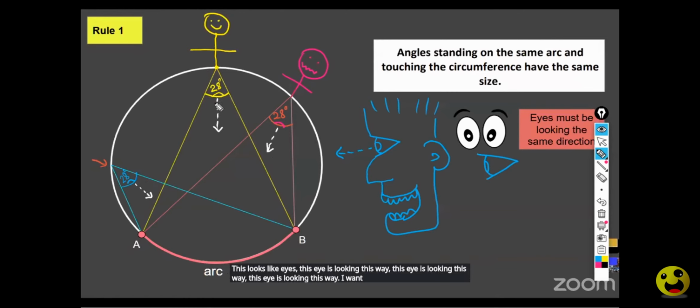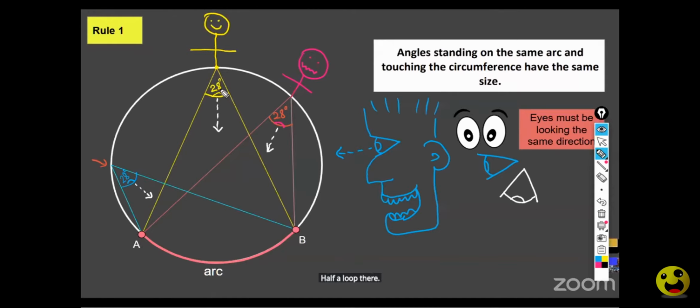I want you all to put in that same thing. Convert all of them to eyes. Take the angle and just put a little loop, half a loop there. The rule only works if the eyes are looking in the same general direction. So look at it. The blue eye, the yellow eye, and the red eye are all kind of looking downwards, well, towards the arc. So this rule applies. It's okay to say this is rule 1, and only in that scenario, all the angles will be exactly the same. All right?